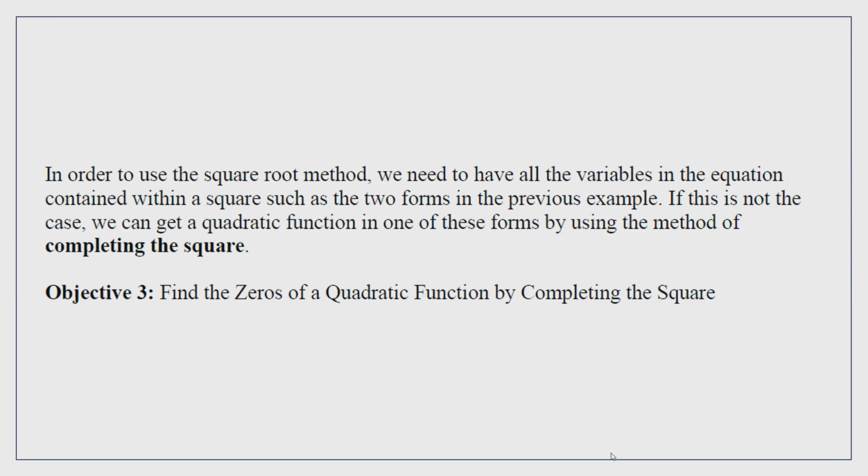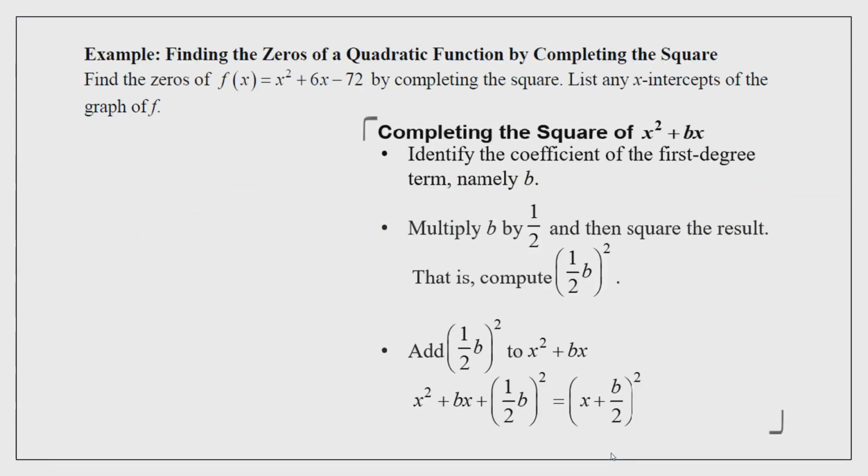So in objective 3, we're now going to find the zeros of a quadratic function by completing the square. For this example, we're asked to find the zeros of f of x equals x squared plus 6x minus 72 by completing the square, and then list any x-intercepts of the graph of f. We're going to walk through the beginning portion of this process together on this slide, and then on the next one, we'll finish it off using the square root method.